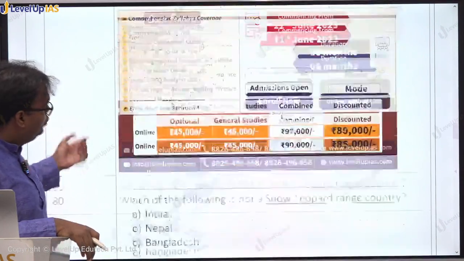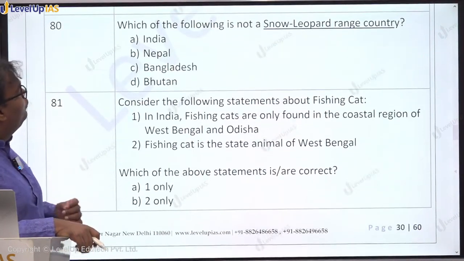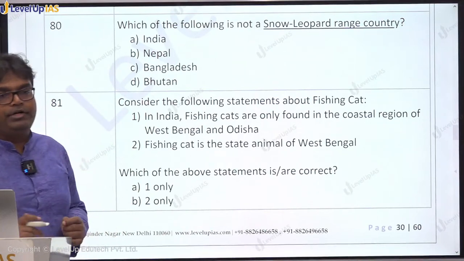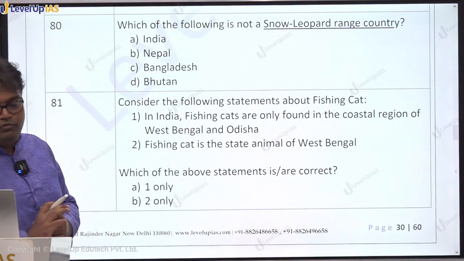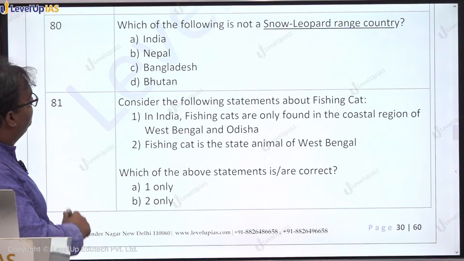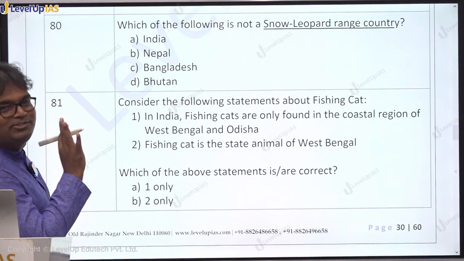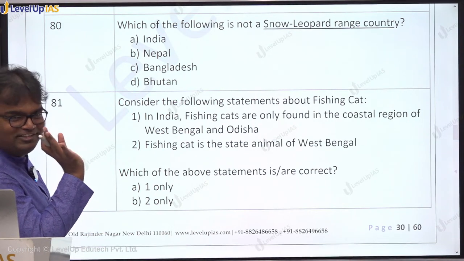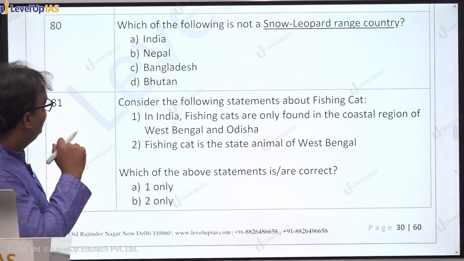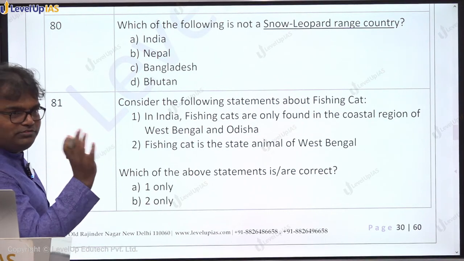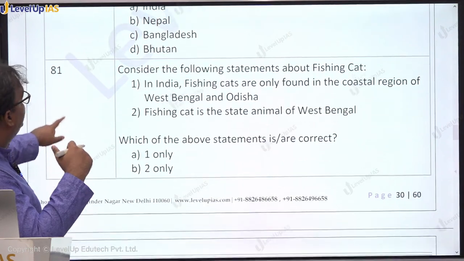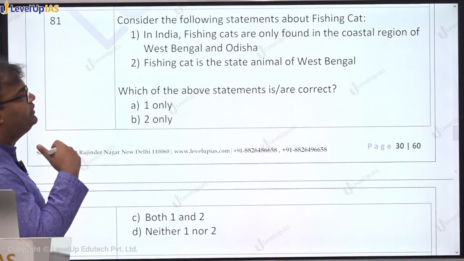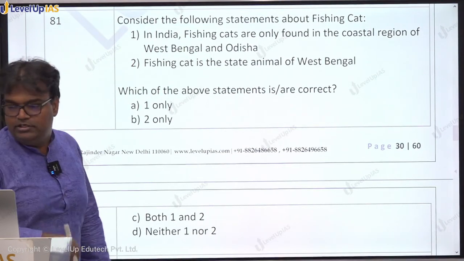Okay, let's go to the next question. Which of the following is not a snow leopard range country? Bangladesh. For snow leopards, you need a cold Himalayan region. In Bangladesh it won't be there. So, again, common sense, we do not have to mug anything up. Question 81: consider the following statements about fishing cat.